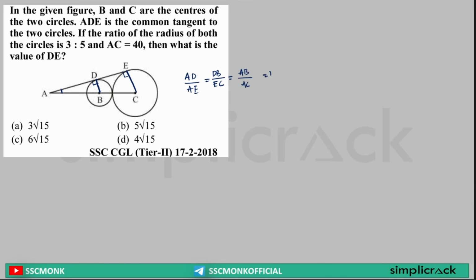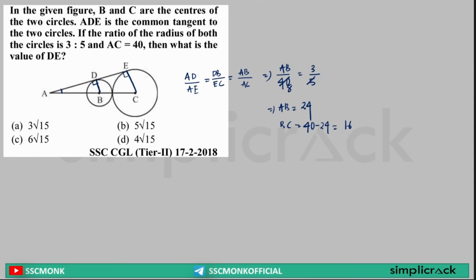Yes, sir. Here AB is unknown and AC is 40. DB is the radius, given as 3x. EC, the radius, is given as 5x. That means for 3:5, 5 8s are 40. So the value of AB is equal to what? The value of AB is 8 3s are 24. That's it. Yes or no? Yes. If AB is 24, then BC is equal to what? AC is 40, AB is 24, BC is equal to 16.